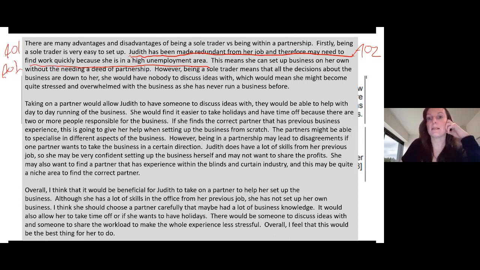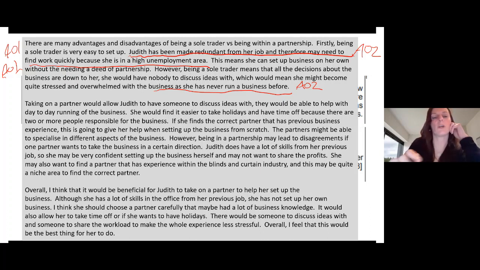However, being a sole trader means that all the decisions about the business are down to her. She would have nobody to discuss ideas with, which would mean she might become quite stressed and overwhelmed with the business as she'd never run a business before. A little bit of AO2 there, because it hasn't said she hasn't run a business. She was in a job, she did some office work, and she also has experience with the blinds and curtains, but it doesn't say she has run a business before. So I'm assuming she hasn't, because I would have thought that would have said it within the scenario.